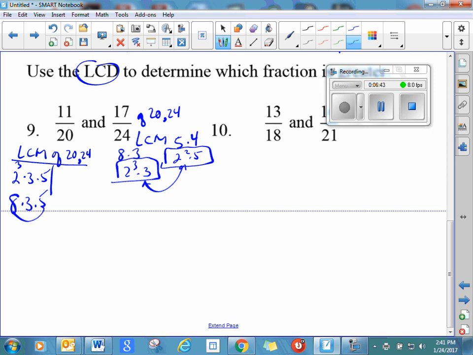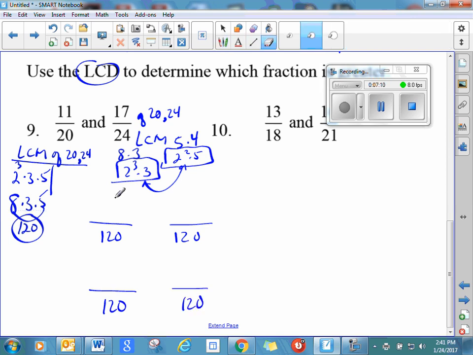So I'm going to start with these two because the associative property says I can. 8 times 5 is 40, times 3 is 120. That is, crazy enough, the lowest common denominator for 20 and 24. So now we need to change these two fractions. Actually, I'm going to come down here. 120 and 120. We need to change these two fractions into equivalent fractions, but that have a common denominator of 120.